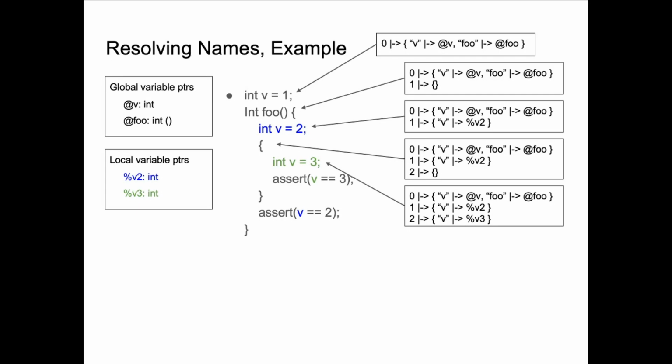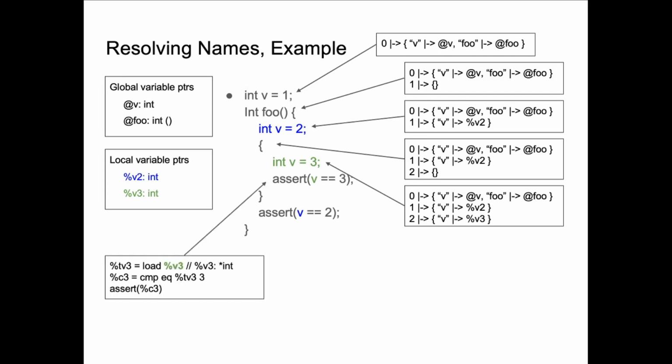Now we are going to interpret the assertion here, and we are looking up a variable v, right? In order to do that, we first need to resolve this v in the symbol table. Fortunately, at the top level, we have a v, and v is pointing to &v3. So in order to compare the value of v with 3, we have to first load from &v3.